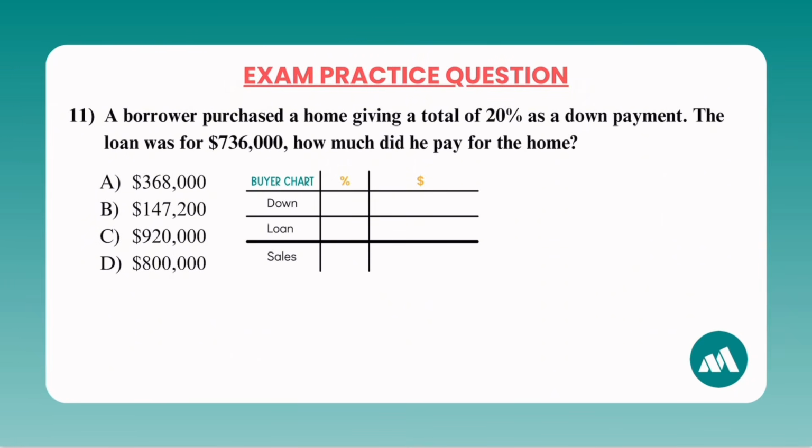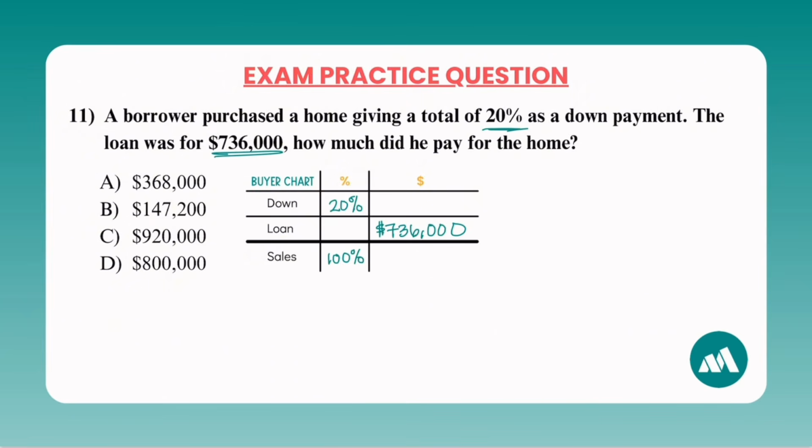So we see here we have a 20% down payment. Let's put that in here. Remember, sales price is always 100%. Now, the loan amount is $736,000. So that is going to go right here.